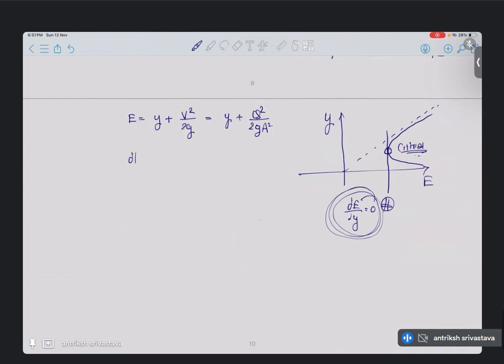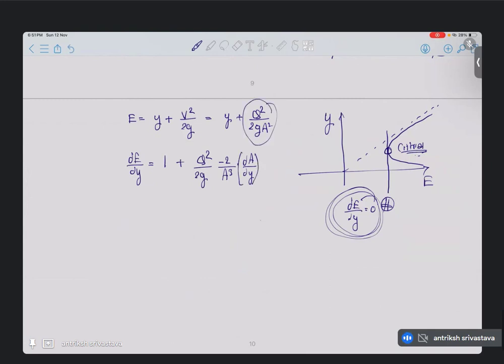So dE by dy is equal to dy by dy, which is nothing but 1, plus q square by 2g. The discharge is going to be constant, so we keep that outside with g. But the area of flow is going to change, right? So this expression is going to be minus 2 by A cube into dA by dy, right?